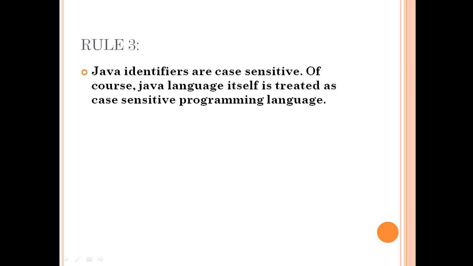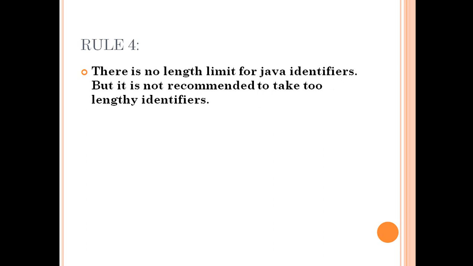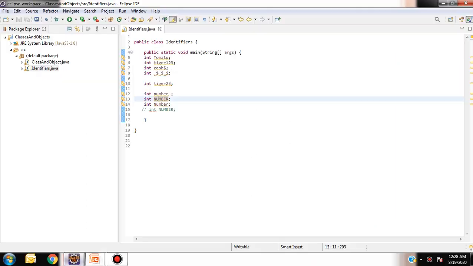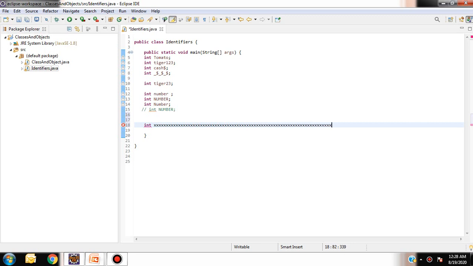Now let us move to rule 4. Rule 4 says that there is no length limit for Java identifiers. But whether it is recommended or not, we will see. As per the rule, there is no limit. So let us write a big identifier here and see whether there is any length limit or not. So I am writing int xxxxxxx, a long identifier. So we have written a beautiful identifier here.